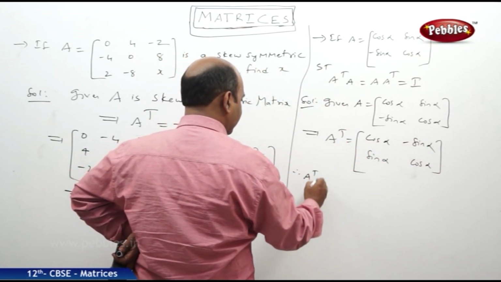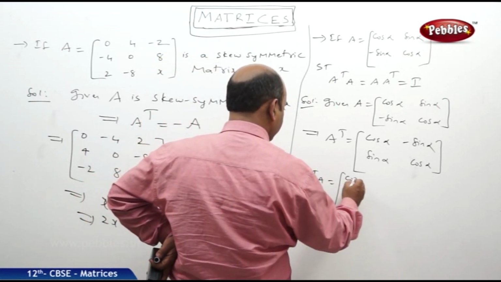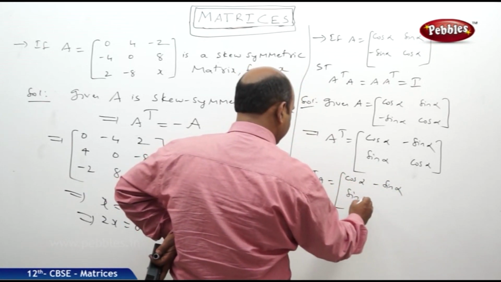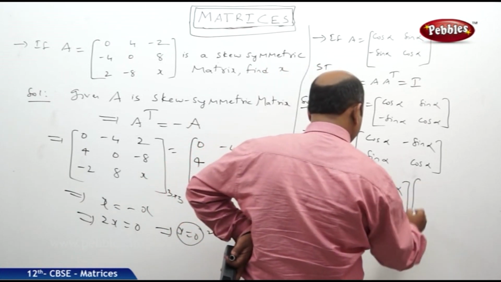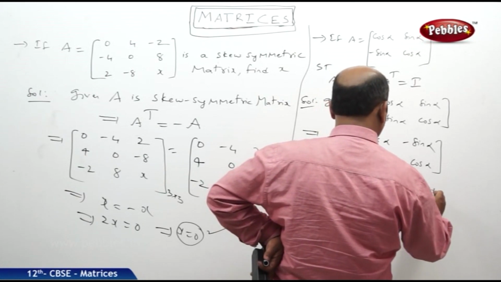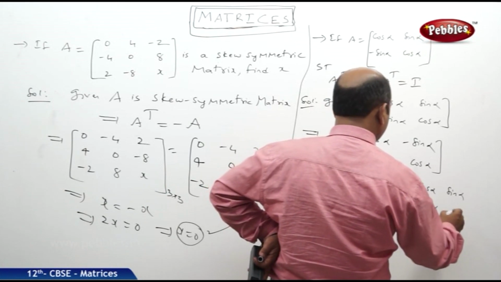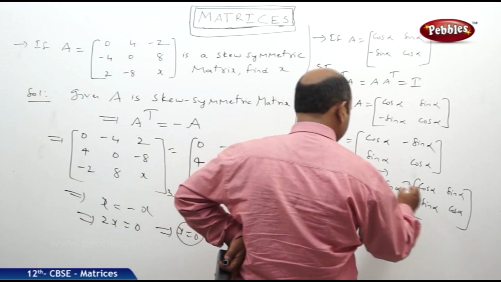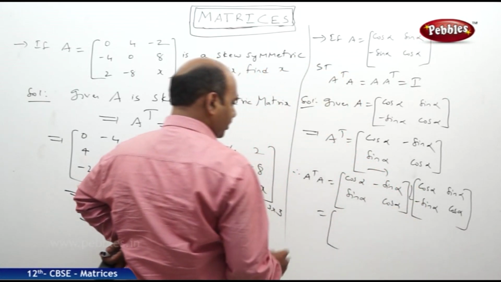Therefore, A transpose into A, I shall check. A transpose means cos alpha minus sin alpha, and sin alpha cos alpha, into A. A means what happens here? Cos alpha sin alpha minus sin alpha and cos alpha. Again, row by column multiplication, that means matrix multiplication here.